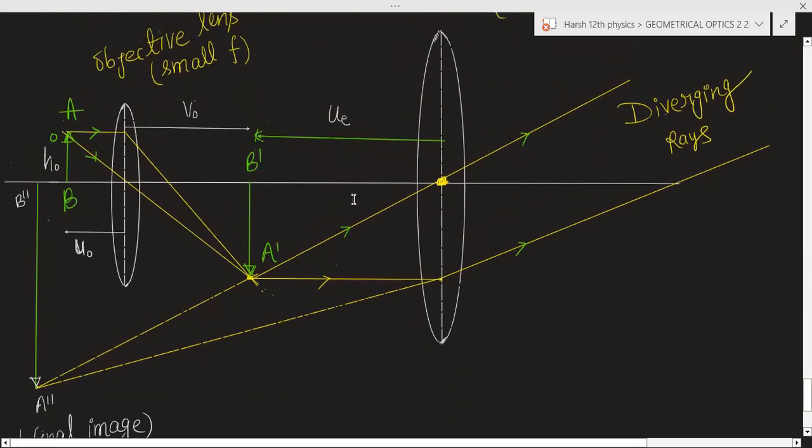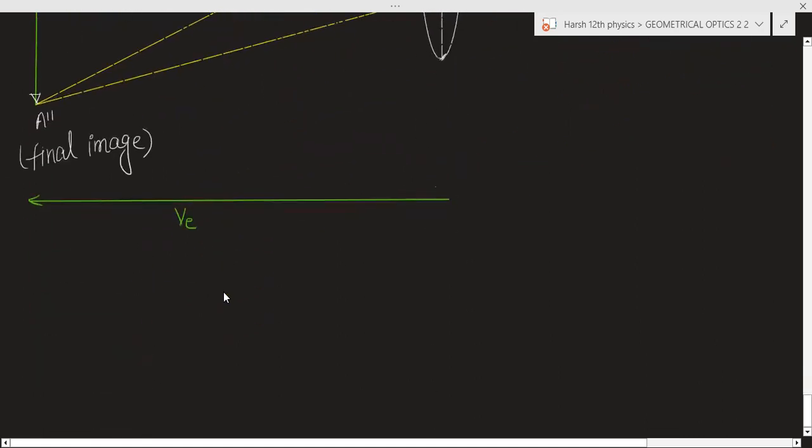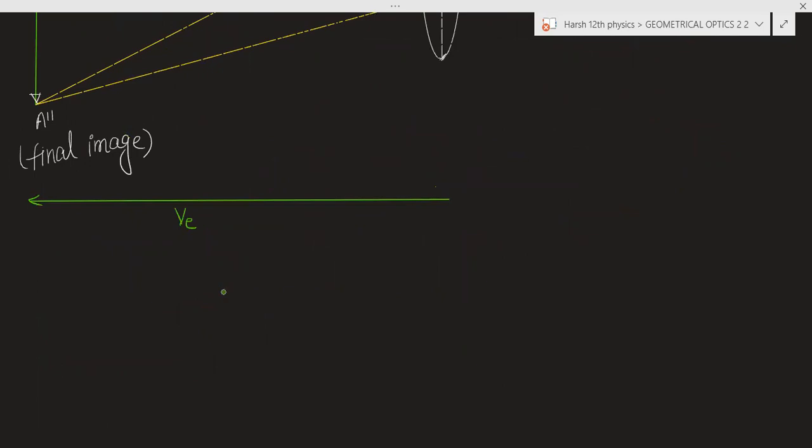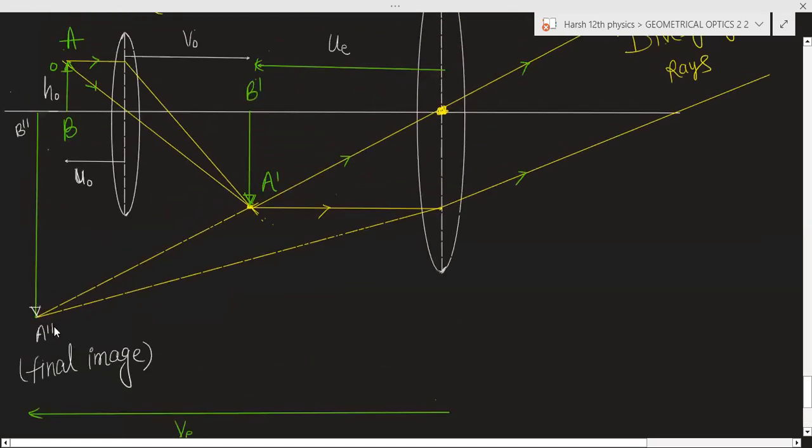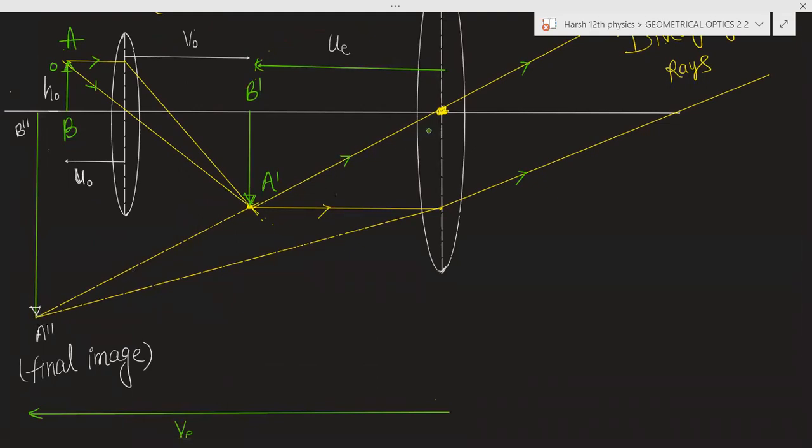So now, what is the magnification? The magnification of the microscope is beta by alpha. Beta is the visual angle formed by the final image. So where is the final image? This is the final image, and this final image is making some angle beta here.